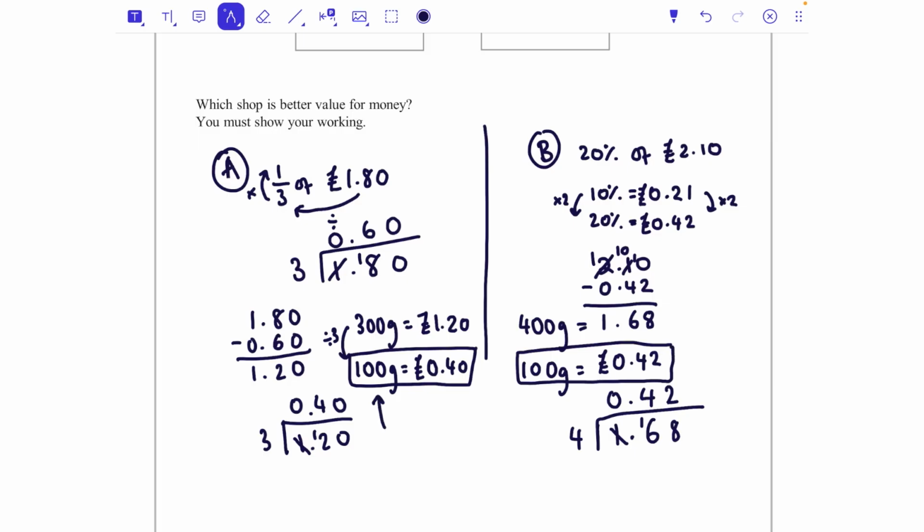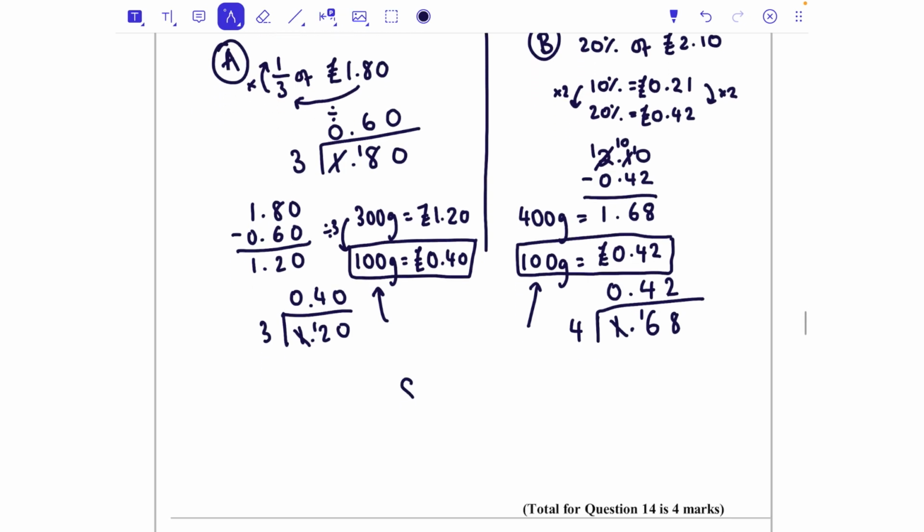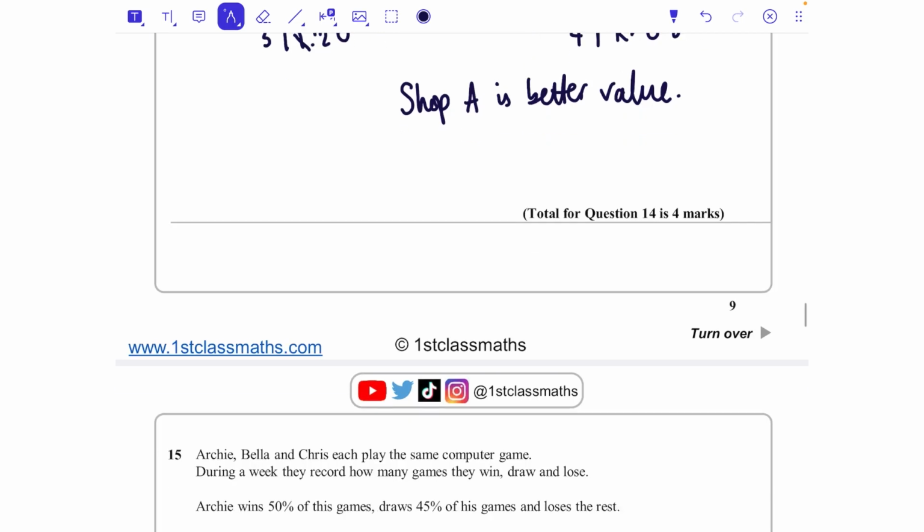We now have two amounts that we can compare because it's 100 grams in both shops. Now don't forget we're going to lose a mark if we do not write a conclusion. So they have asked us which shop is better value for money, and we can see that 100 grams costs us less in shop A, so shop A is better value. And there we go, that would be 4 marks.